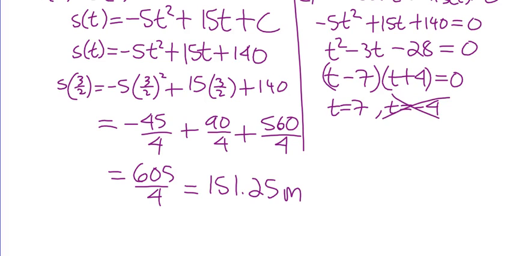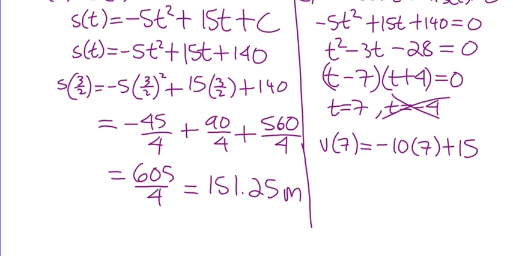So show the -4 and just cross it off, right? We can't have negative time. Okay, t is 7, but we were looking for velocity, right? So v of 7 is -10 times 7 plus 15, which is -55 meters per second. So when it hits the ground, its downward velocity is 55 meters per second. It's hitting pretty hard, right?